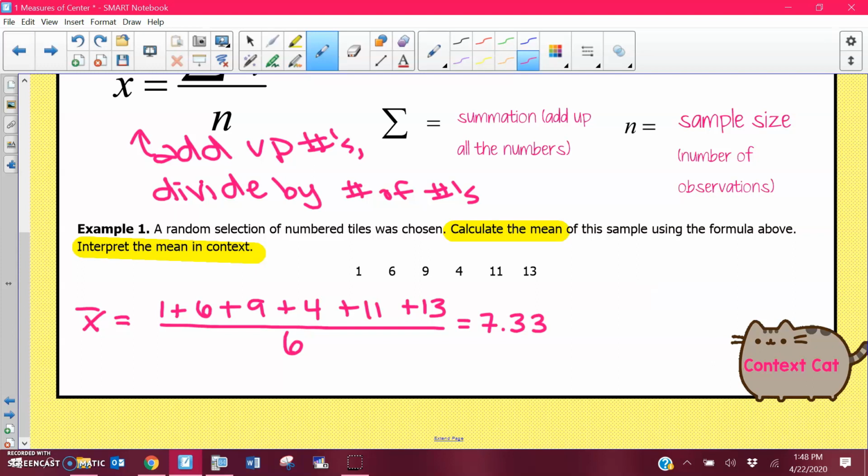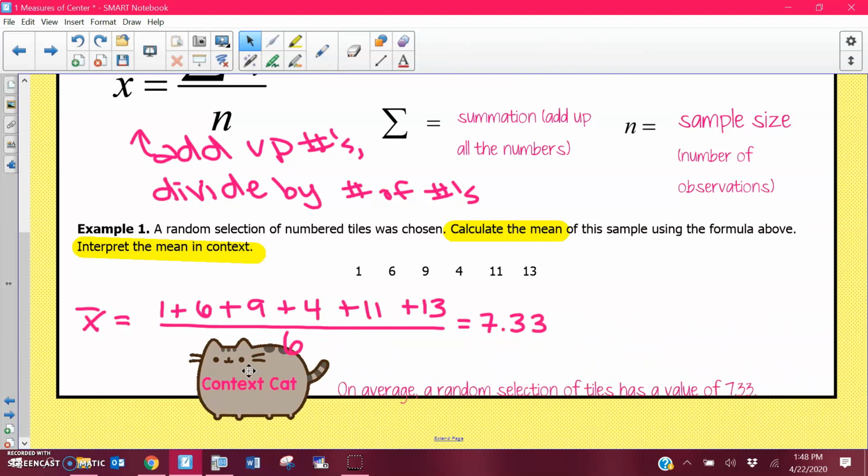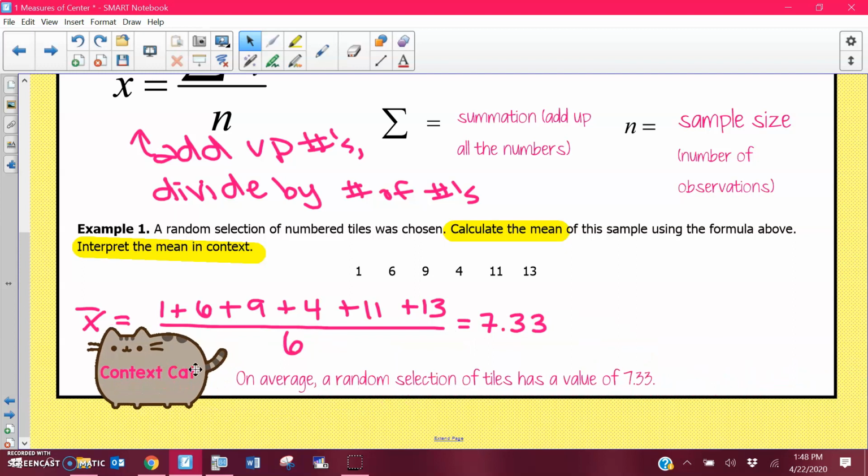And then again, they asked me to find the context. So I put this cute little thing. This is context cat, so you remember to always find your context. In order for me to talk about this particular number I found, because otherwise it's just 7.33, well, what does that mean? In context, it means on average, a random selection of tiles has a value of 7.33. So because I pulled that many tiles out, the average number I would find on any of those tiles is 7.33. So again, writing your answer in words is an important part of all of this statistical analysis.